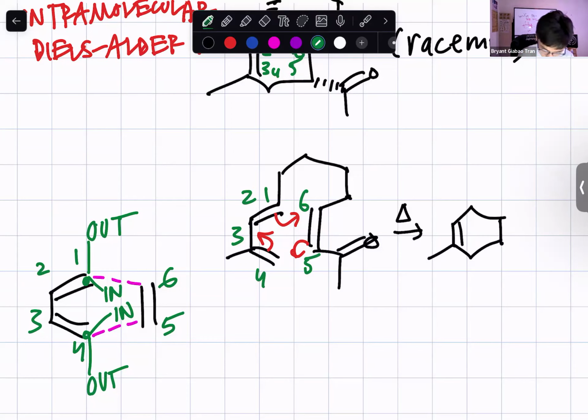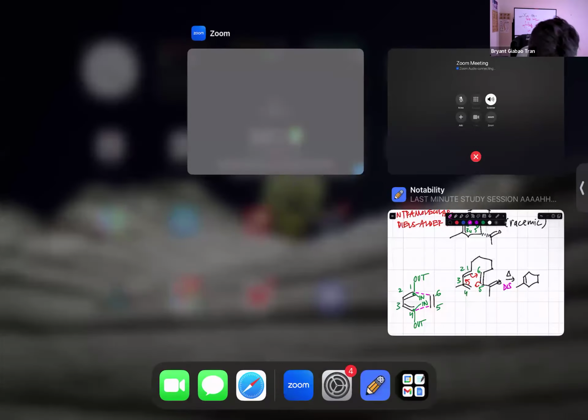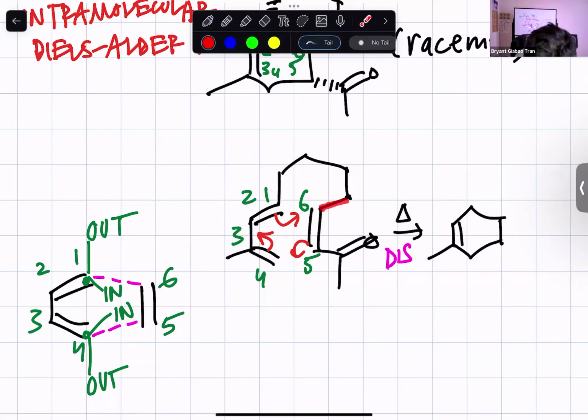Dis-rotatory. Okay. So if it's dis-rotatory, what's going on here? Let's look at these groups here, right? On carbons 5 and 6. 1, 2, 3, 4, 5, 6. We see that this group here is going up, this group here is going down. They're going away from each other, right?